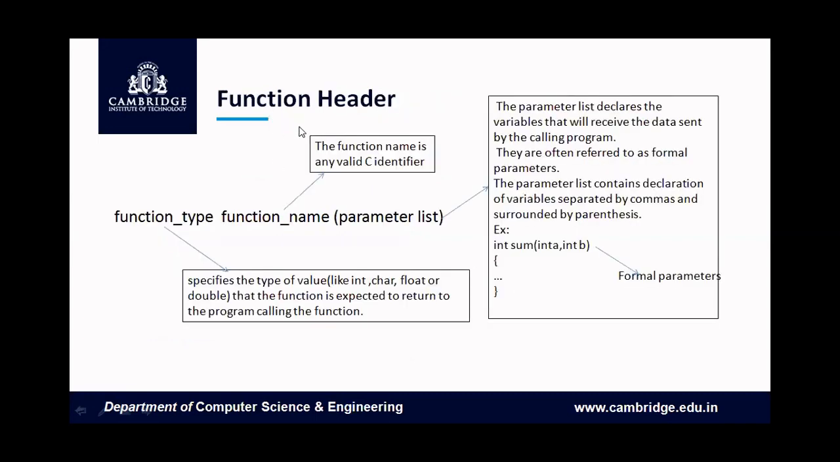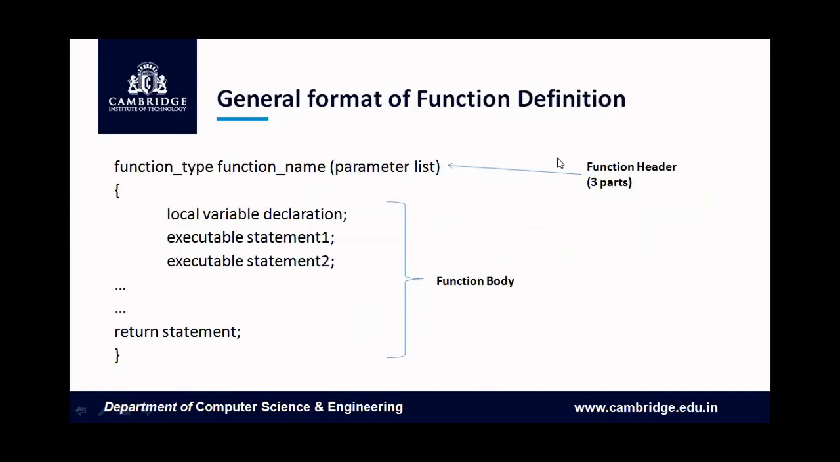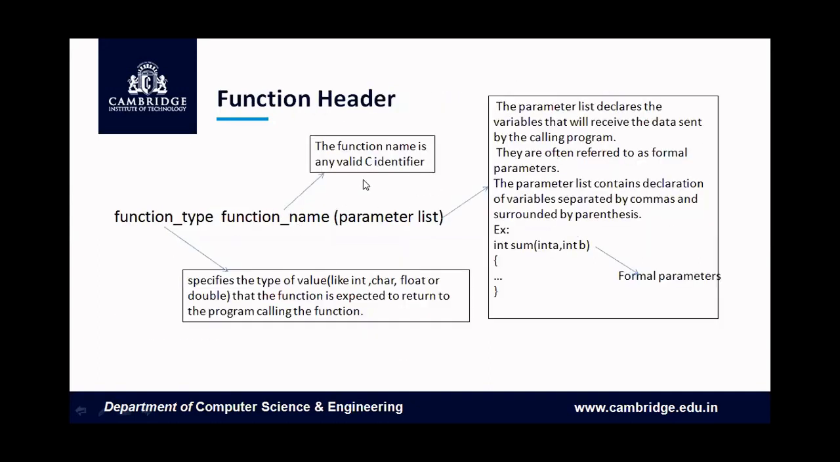Now, what is there in a function header? I'm picking this point, function header. Just now I said 3 points, right? Those 3 points. What is this? Function type. This function type can be integer, character, float, double. That is the expected value the function is going to return back to the calling function.